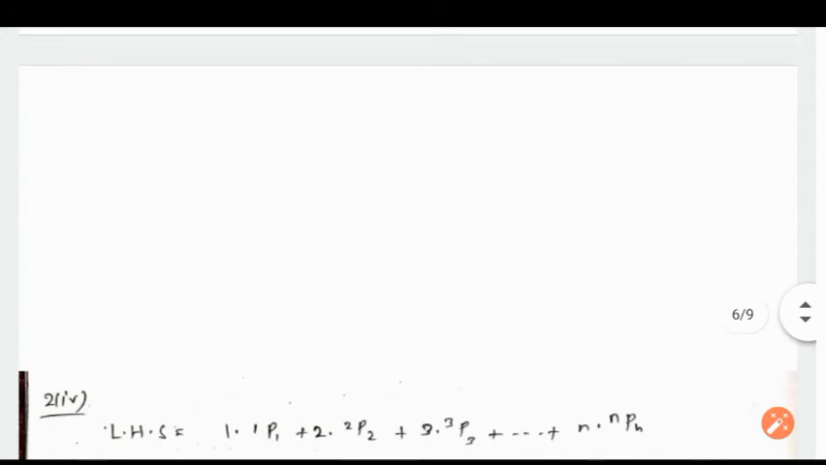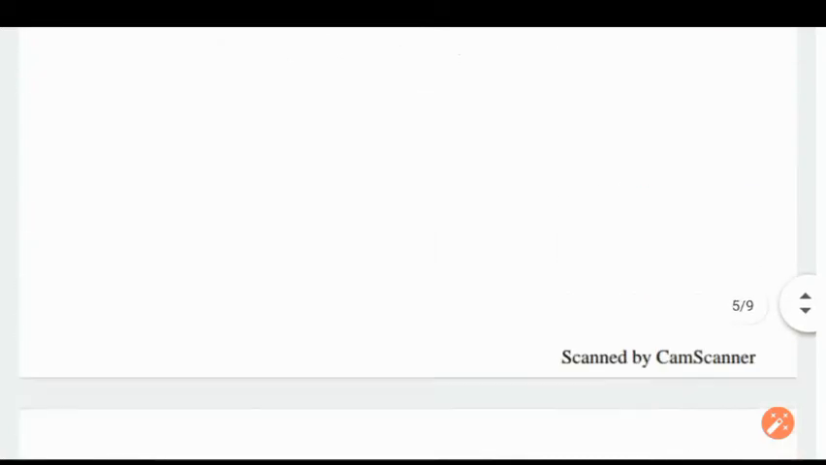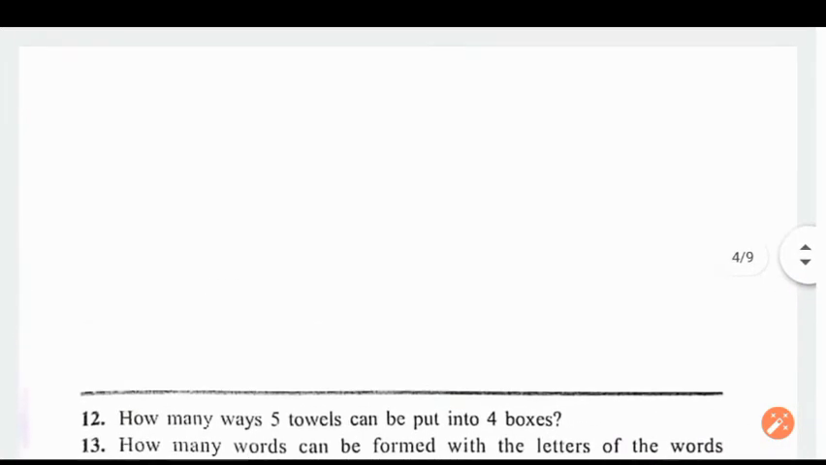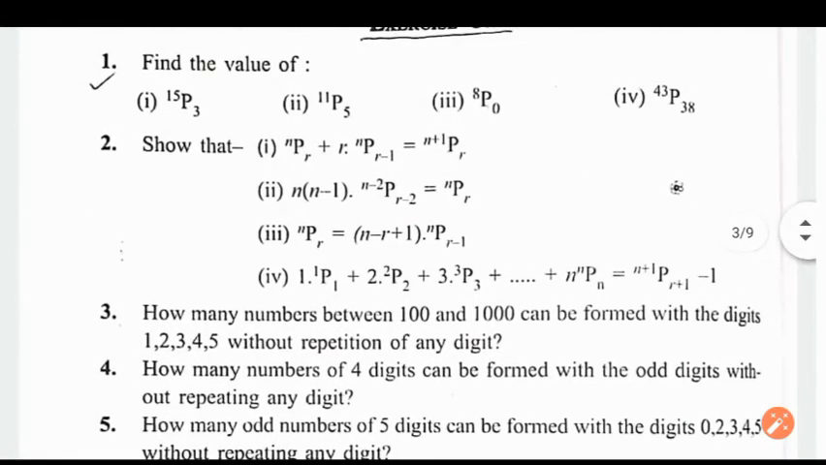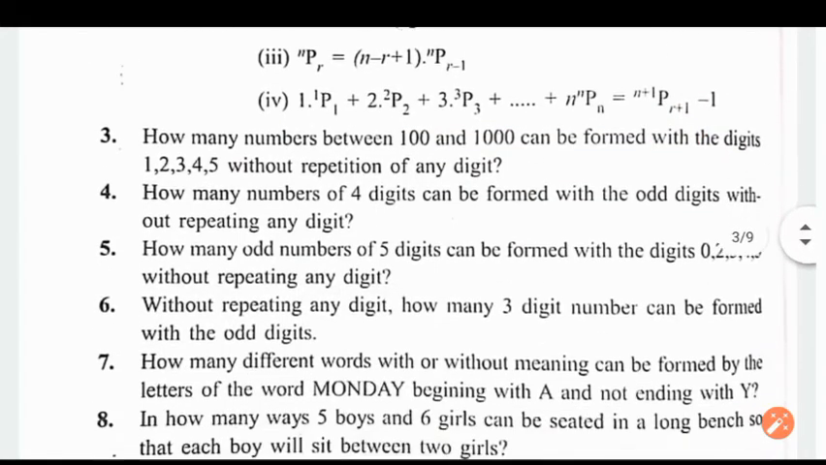So let's do the next one. This is 2 part 4. Let me show you the question. This one: 1 into 1p1 plus 2 into 2p2 plus 3 into 3p3 and so on. But there is one error here. In this question there should be n plus 1, not r plus 1. Because in this question we don't have r, so it should be n plus 1 p n plus 1. So one slight error is there in the question.